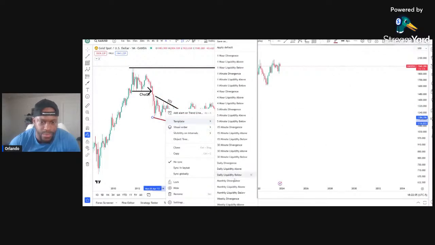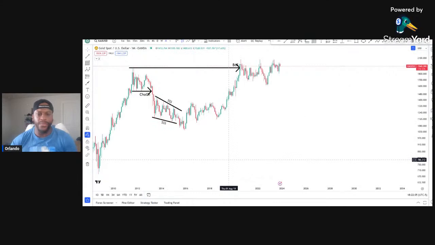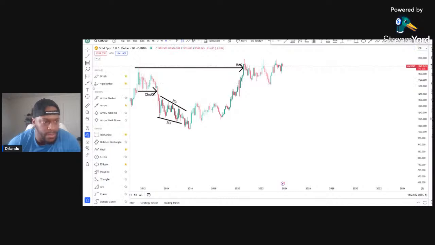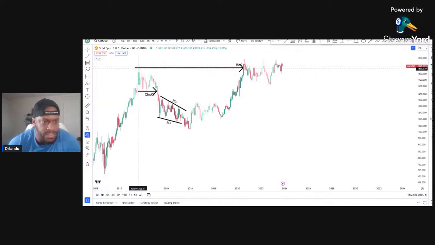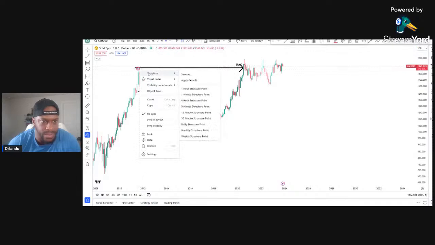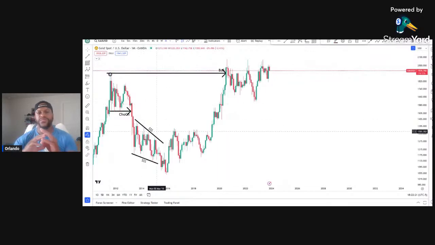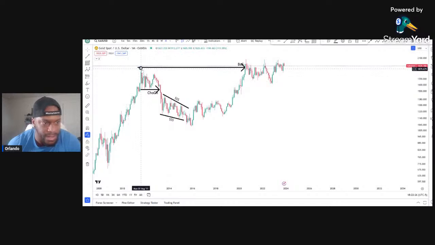All right, when you're able to see this from up here, all you have to do is allow it to print and you'll be able to capitalize off of it. So then we're also going to mark up the market structure right here. This is a high, turn it black, monthly structure point. And then you mark up your market structure from distribution to accumulation, from accumulation to distribution. Okay, so this is a high, a higher high, right?